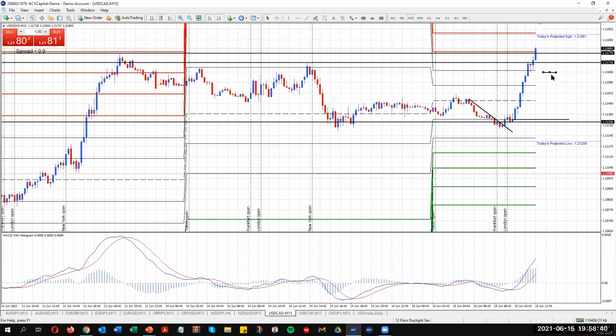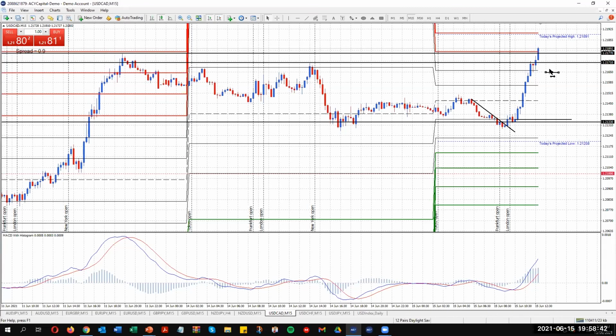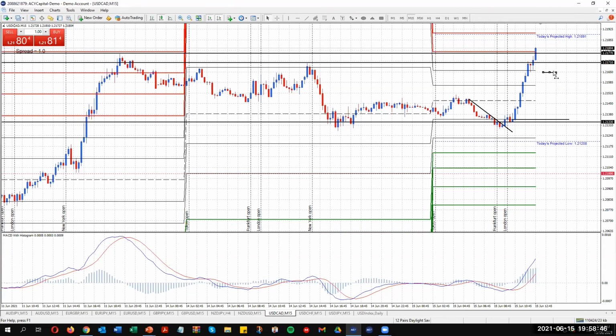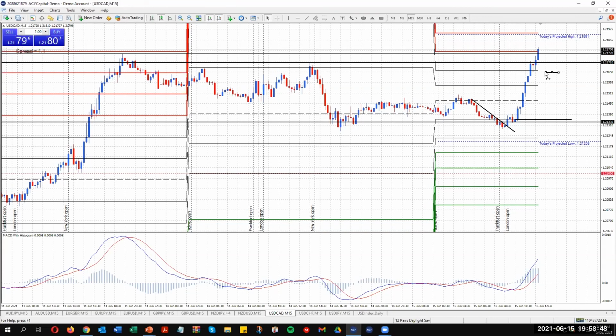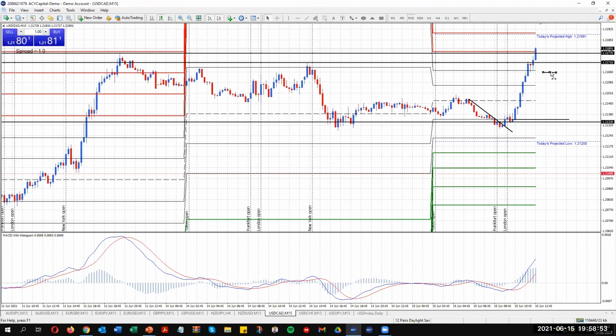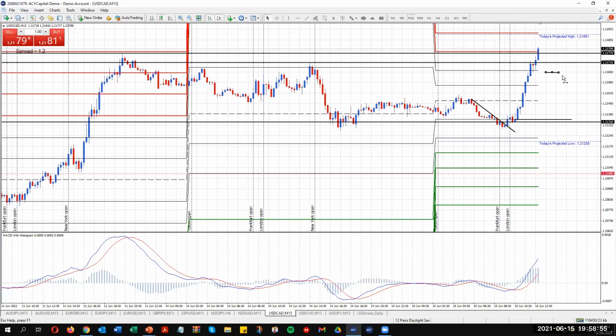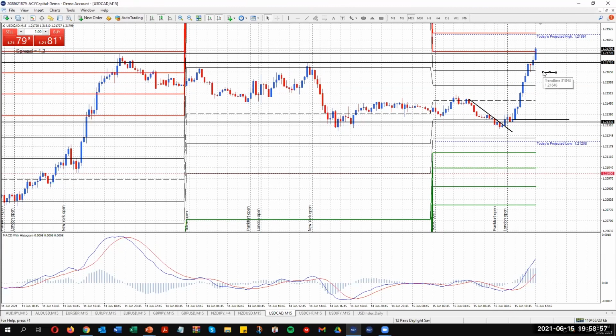So, you might just move your stop up just below, if I can get hold of it. Oh, no, it doesn't want to. It won't let me move it. I don't know why. There we go. You might just move it just underneath the 4-hour support now.